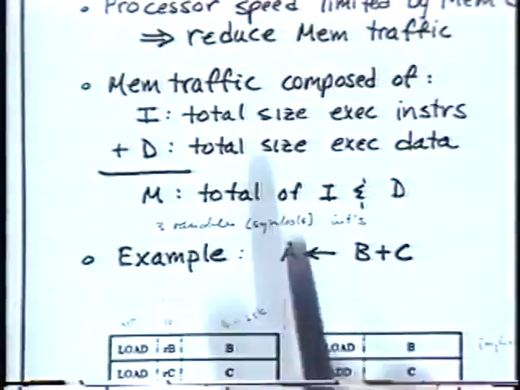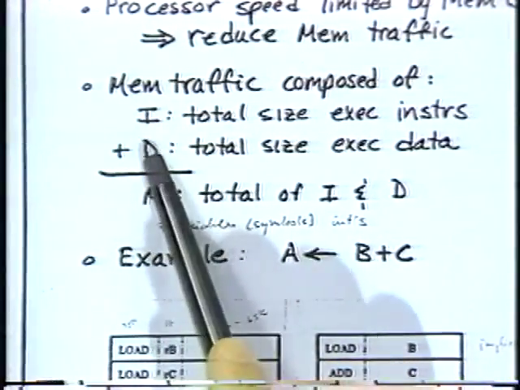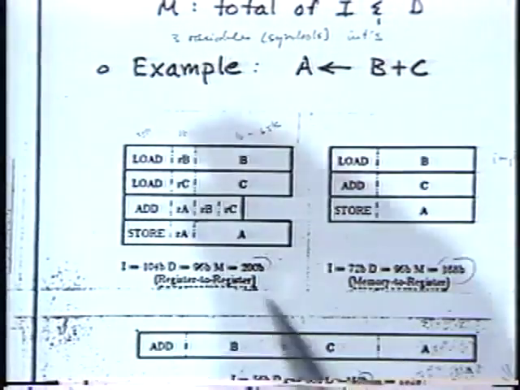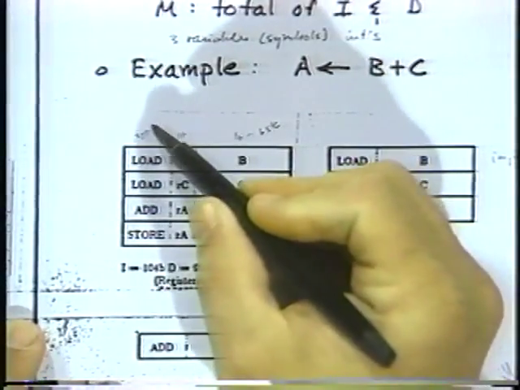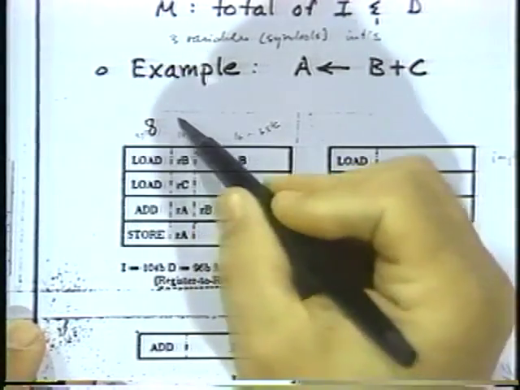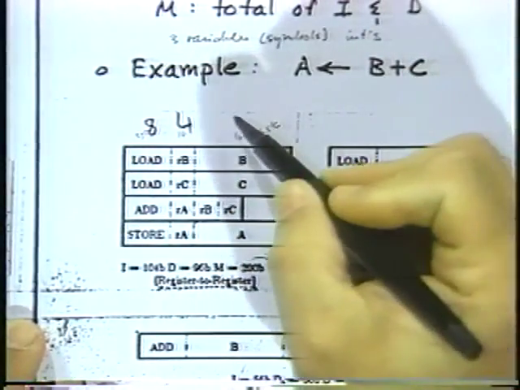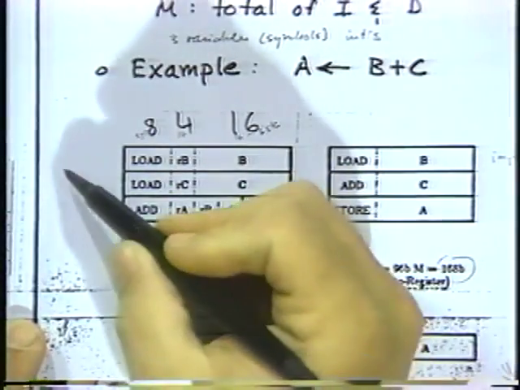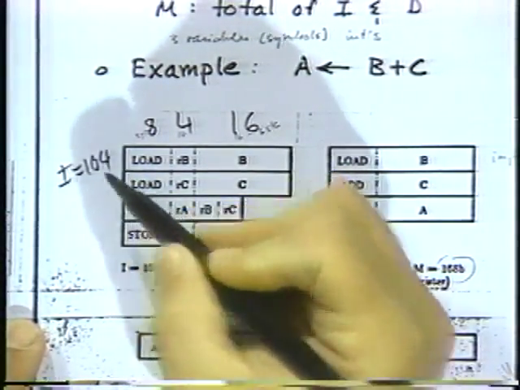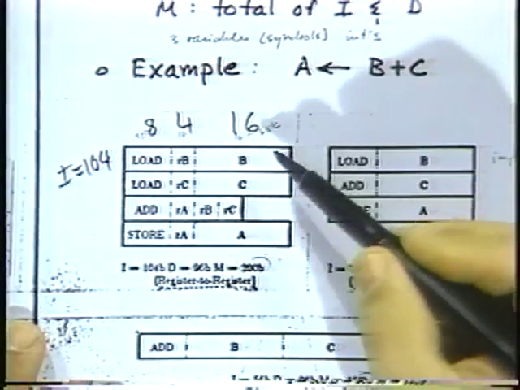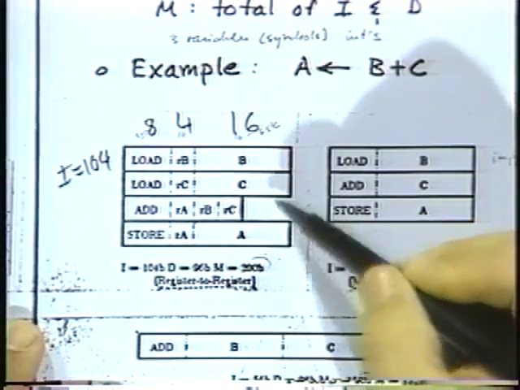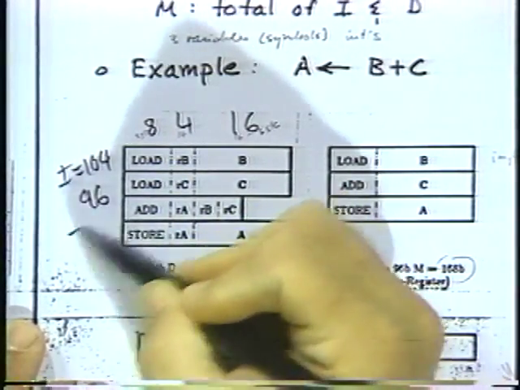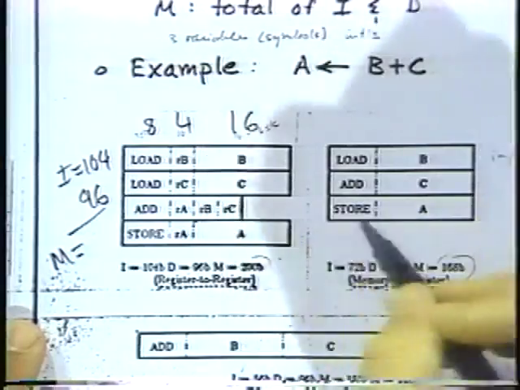Using the metric, what's the total size of the instructions and the total size of the data, to get this M figure? For the instructions, I assumed 8 bits for the opcode, 4 bits for the register specifier, and I think 16 bits for the addresses. If I add that all up, the total size of the instructions is 104 bits. For the data, there are 3 operands: read B, read C, store into A. That's 96 bits. So the magic number M for this architecture was 200.